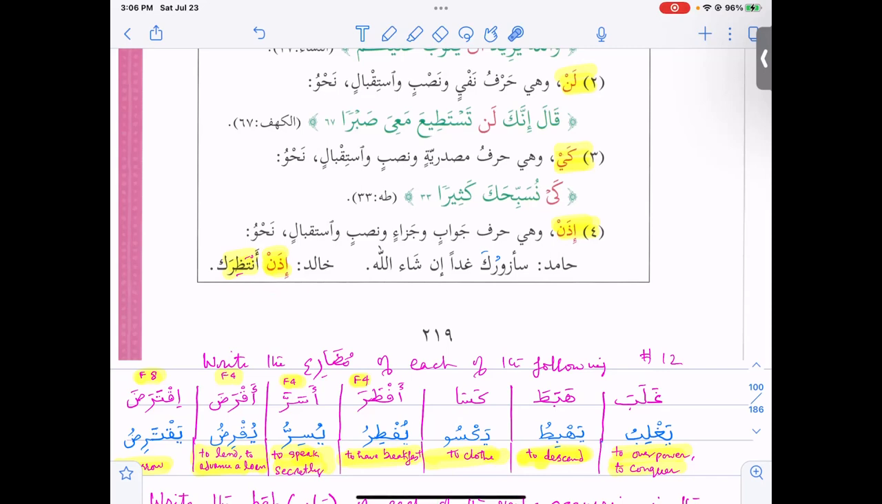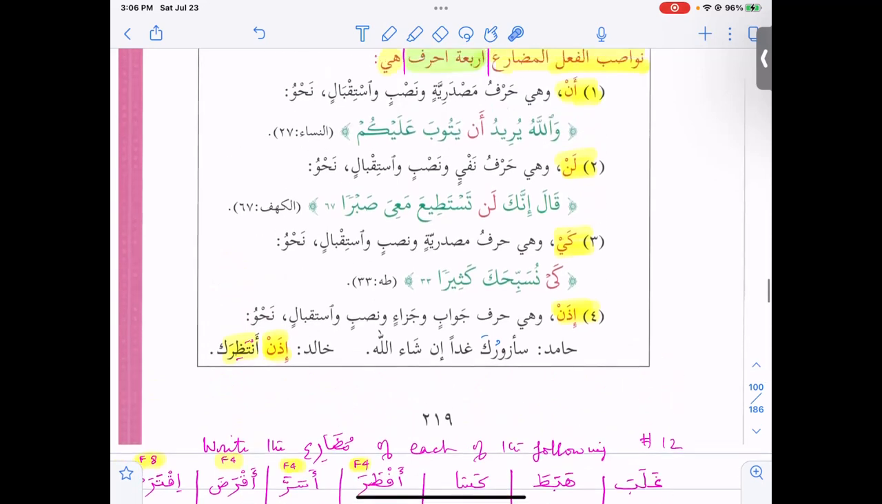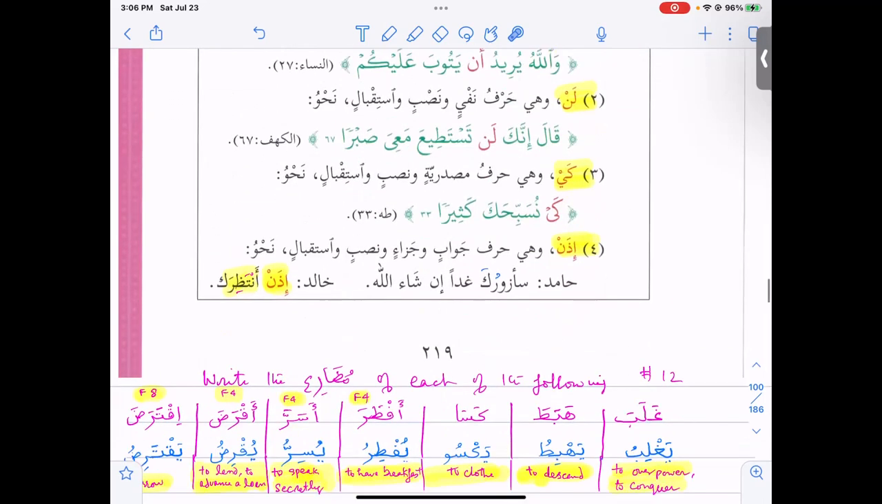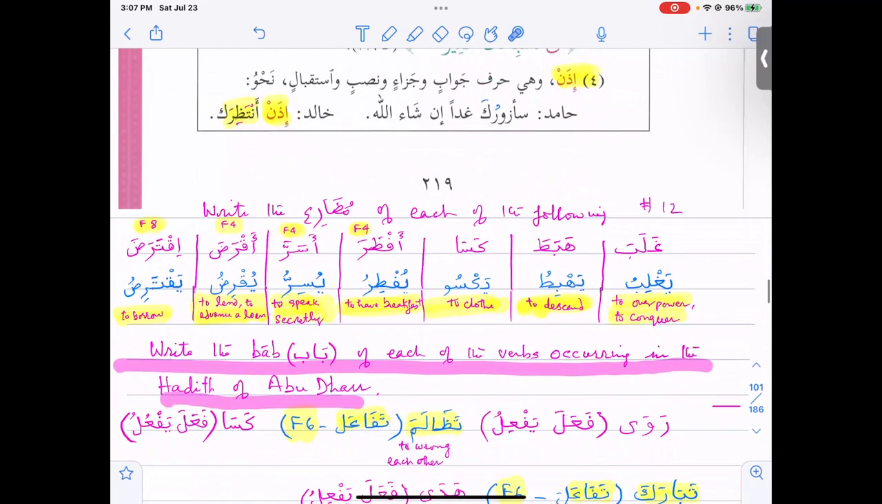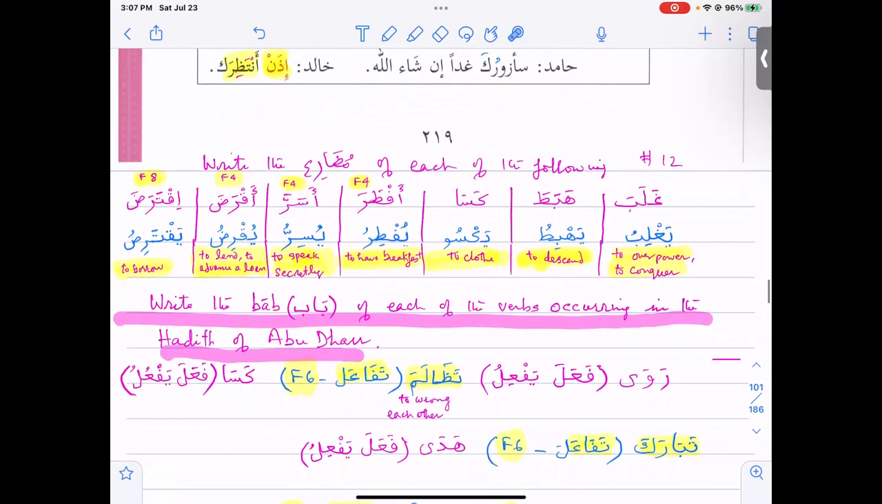This is your fi'l mudari'a mansub and this is your mudaf ilayhi. So this was very interesting. Inshallah, you will remember. Now, write the mudari of each of the following. I have written all in detail. When you get the recording, you will try to revise it if you have time.